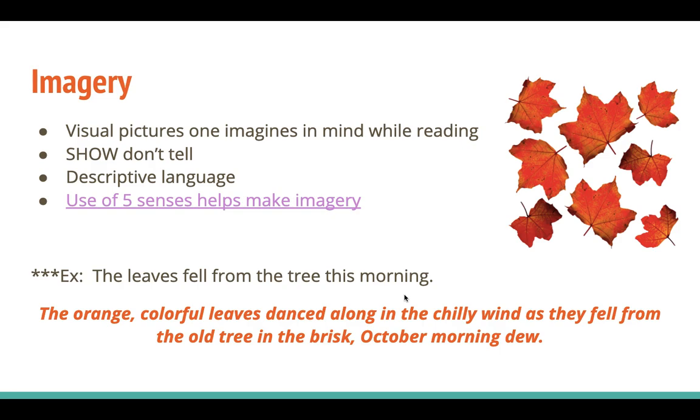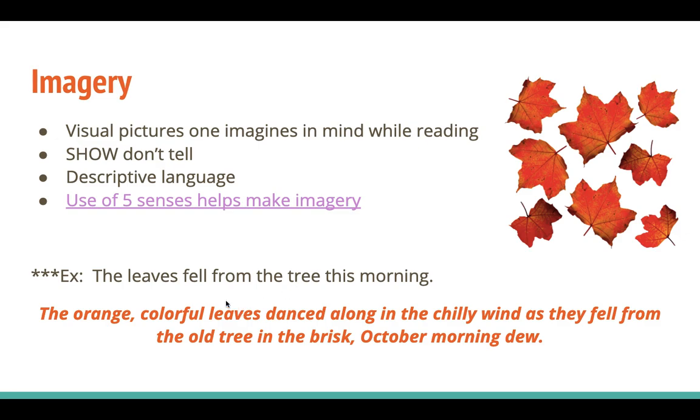Okay, imagery. Imagery is literally what it sounds like. You see an image. It is visual pictures that one imagines in their mind while they are reading. Imagery is super important because you want to show the reader the image in your mind. You don't want to tell the reader the image in your mind. A way to do that is to use descriptive language and to use the 5 senses to help you. So again, click on that link and it will bring you to the 5 senses in the slideshow underneath of this.